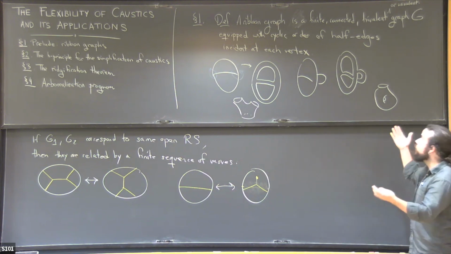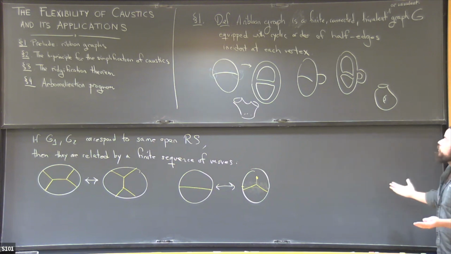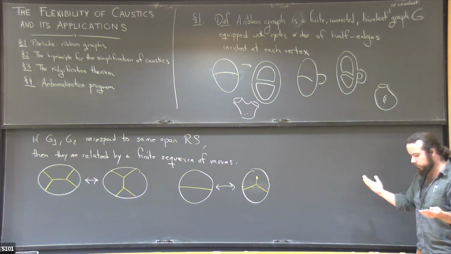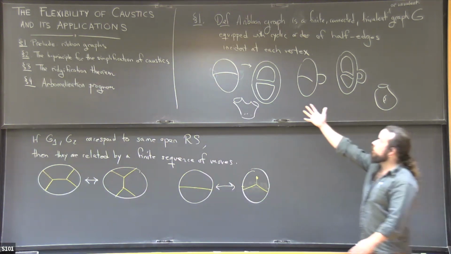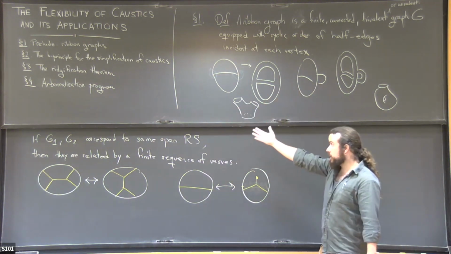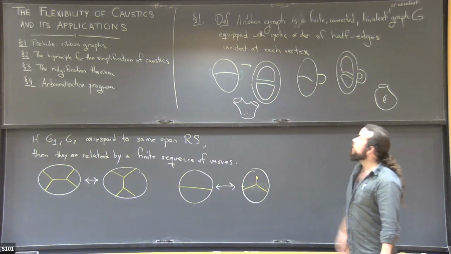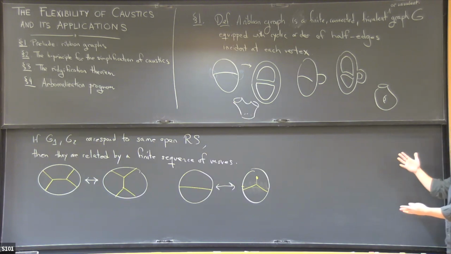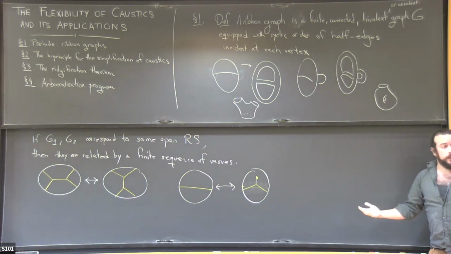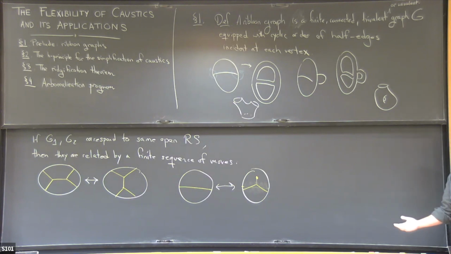And indeed, you can use ribbon graphs to even give a combinatorial description of the moduli space of open Riemann surfaces. And the main application that I want to discuss today of this flexibility of caustics will be to a generalization of the theory of ribbon graphs to arbitrary dimensions in the context of Weinstein manifolds.